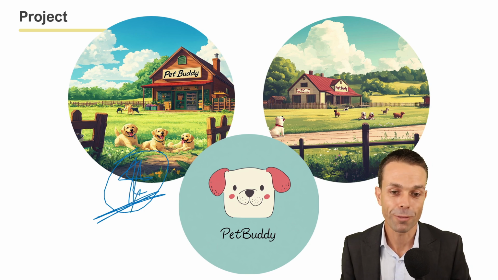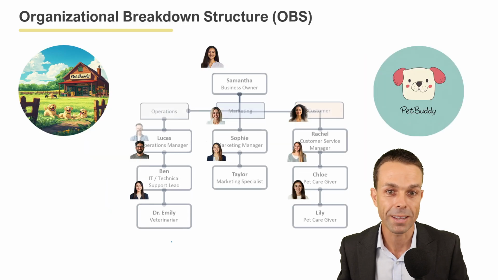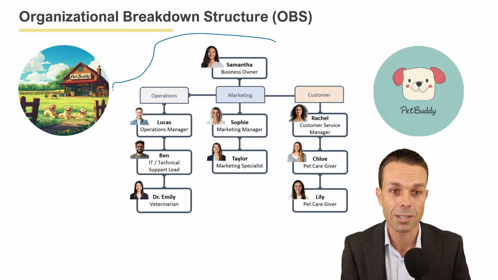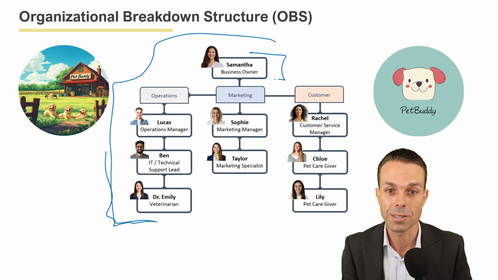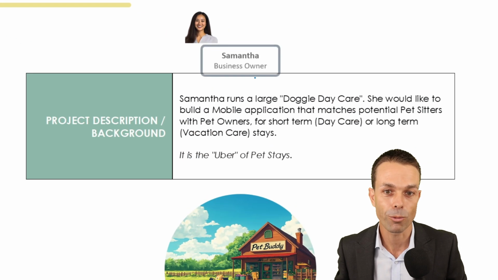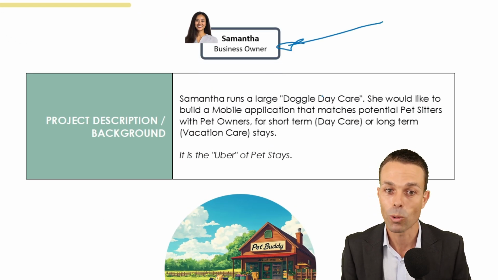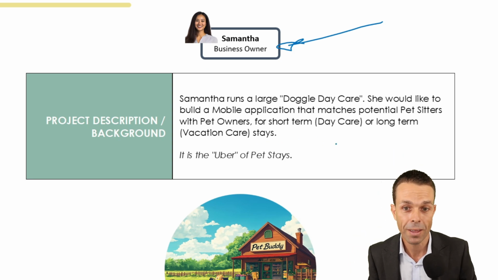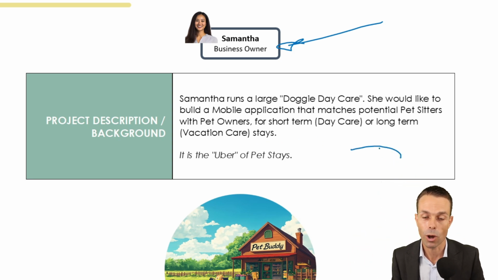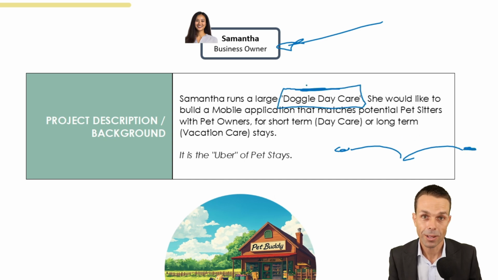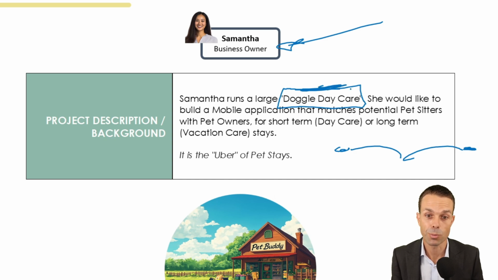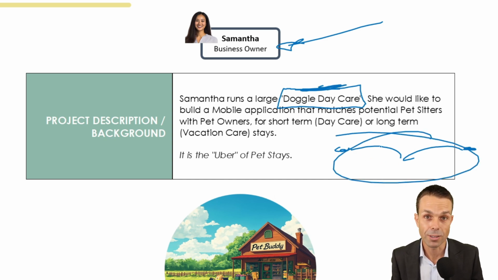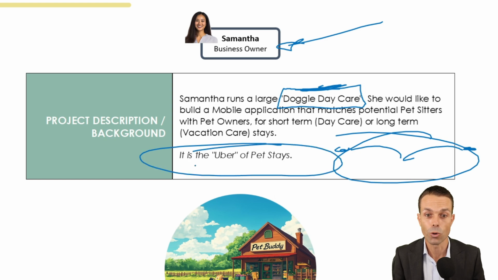If you've been following along so far, we're working with a project called Pet Buddy, and here are the people from the Pet Buddy business that we are working with. We've got Samantha, the business owner, who kicked the project off with a nice business case, and what she wants to do is create a mobile app that links pet owners with pet sitters so that people can find places to stay for their pets when they're on vacation. She currently runs a dog stay care herself, but she wants to branch out into this mobile app to help others find the same thing. It's going to be the Uber of pet stays, is how they're pitching this idea.